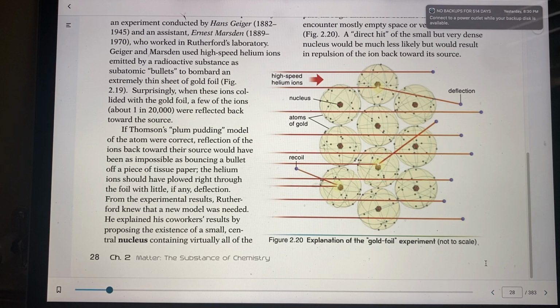So basically the high-speed helium ions are going through, and as they're going through, they're deflected, but not that much, which means there's not very much space in the midst of all of these. It was very rare that some would be deflected. Only the ones that would hit the nucleus would be deflected. Otherwise, they'd go right through. So that's why they found out there's a lot of space in an atom.